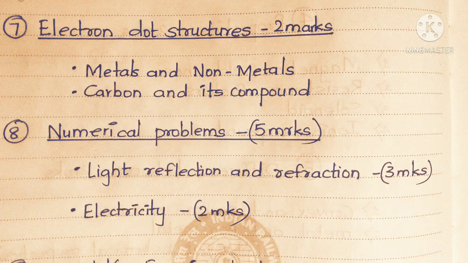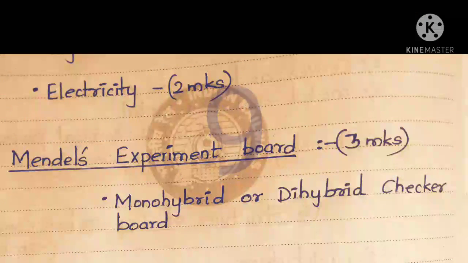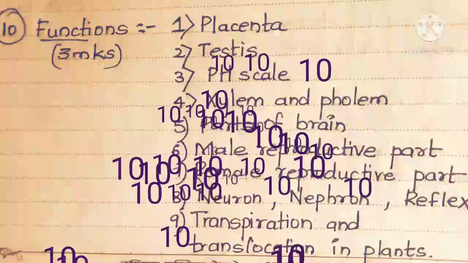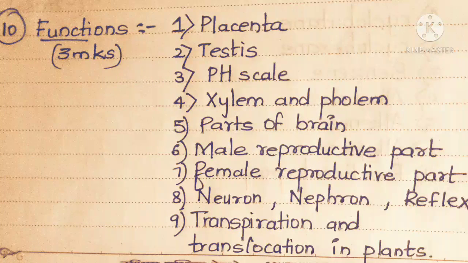And then the 9th one, they will ask for sure a 3 marks question, that is Mendel's experiment, the checkerboard, that is monohybrid or dihybrid checkerboard. And finally the 10th one, you have to know the functions of all these: the placenta, testes, pH scale, xylem and phloem, parts of brain, male reproductive part as well as female, then neuron, nephron, reflex action, transpiration and translocation in plants. These are all very important.